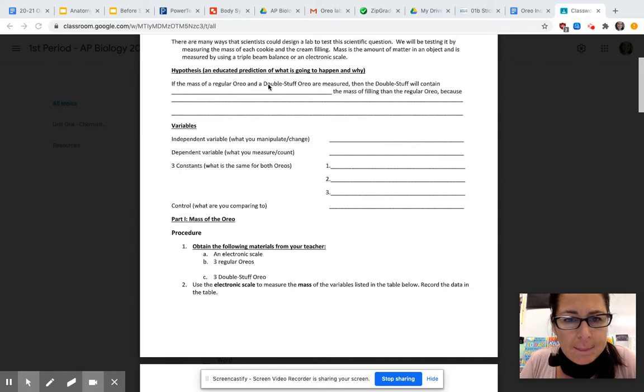Typically, you can't do a hypothesis afterwards because it's a prediction, but it's our first one. So if you have to go back and do it that way, just make a note out to the side that you did that so that we know you did, and it's no big deal. We'll move forward from there.